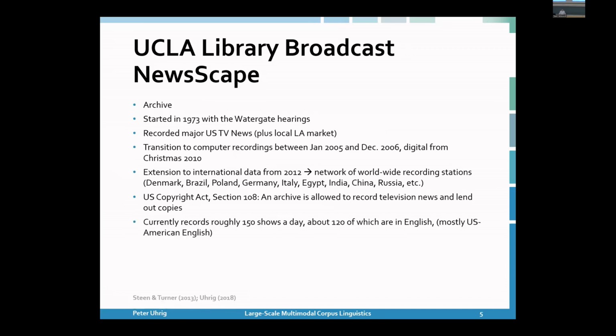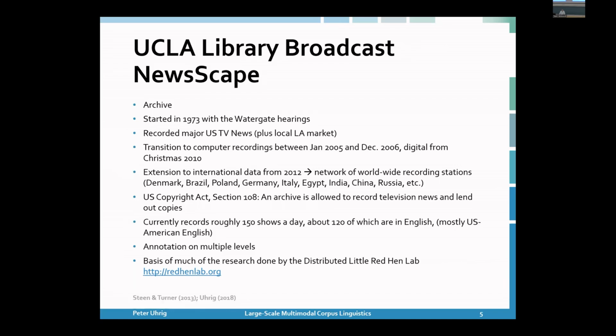So currently, UCLA records roughly 150 shows a day, about 120 of which are in English, mostly US American English, and do annotation on multiple levels. And much of the research done by the Distributed Little Hen Lab is based on the NewsScape corpus. That's a cooperative of people interested in multimodal communication, working together to create tools and infrastructure. So what does this look like?